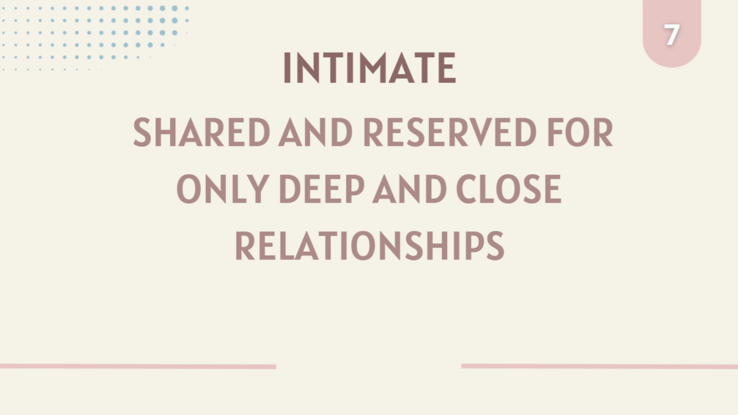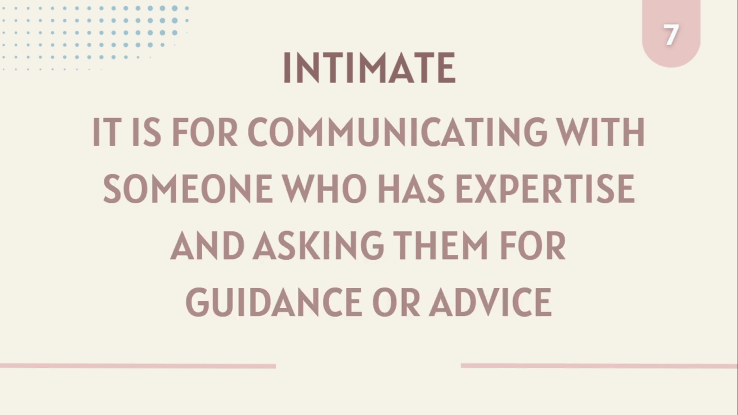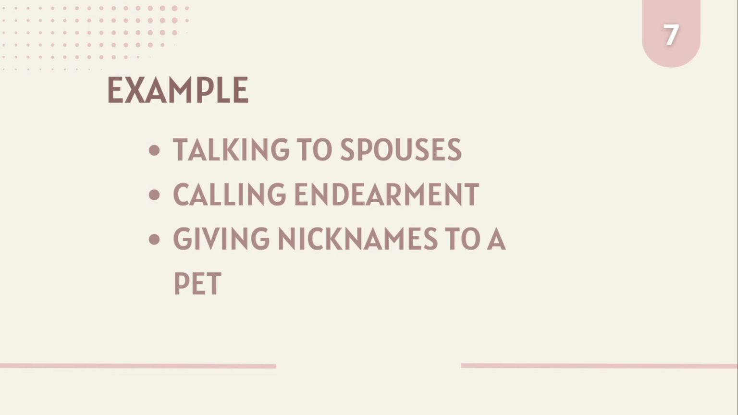Next is intimate register. Intimate language is shared and reserved for only deep and close relationships. It is not shared in public and often shows affection towards each other. Most of the time, it is only for family members, couples, and others. Examples of intimate language are talking to spouses, calling endearments, and giving nicknames to pets.